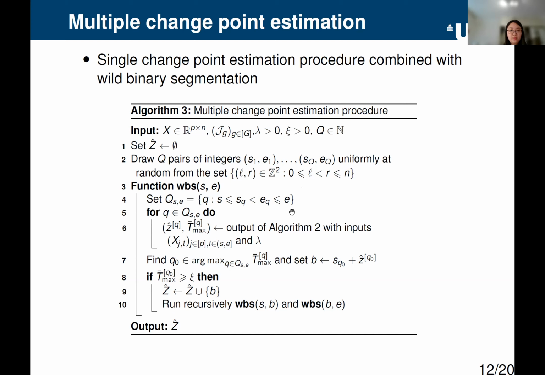And for each of these intervals, we will perform a single change point estimation as stated before. For each interval, we will return a candidate change point and the associated maximum Q-sum statistic. Then we compare the Q-sum statistics from all the intervals and choose the one which has the maximum value. If this maximum Q-sum statistic is above a certain threshold C, then we admit the corresponding change point as a true change point.